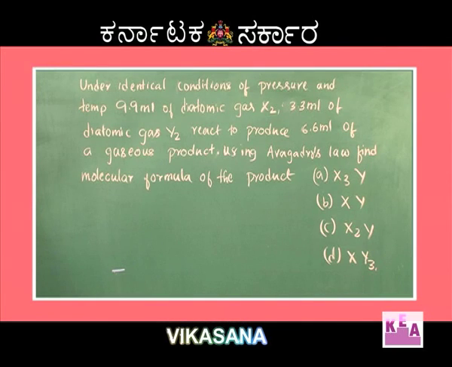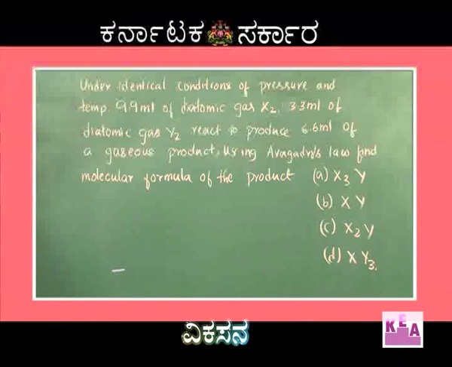Next question: under identical conditions of pressure and temperature, 9.9 ml of diatomic gas X2 and 3.3 ml of diatomic gas Y2 react to produce 6.6 ml of a gaseous product. Using Avogadro's law, find the molecular formula of the product. The options are A X3Y, B XY, C X2Y and D XY3.